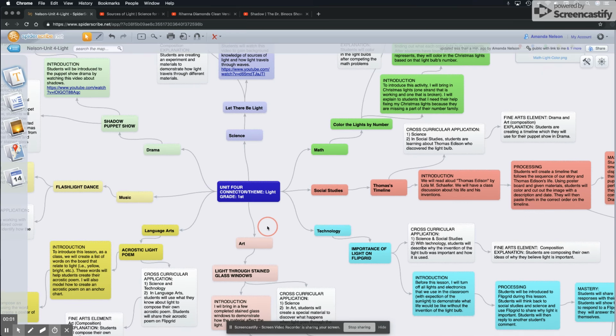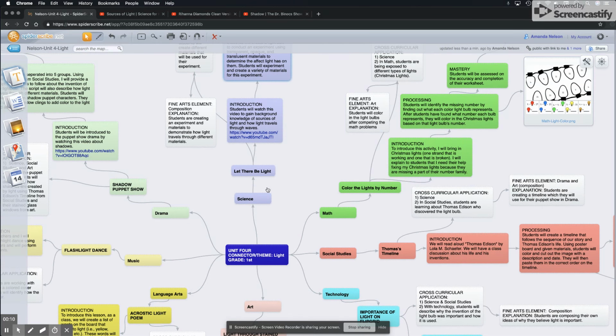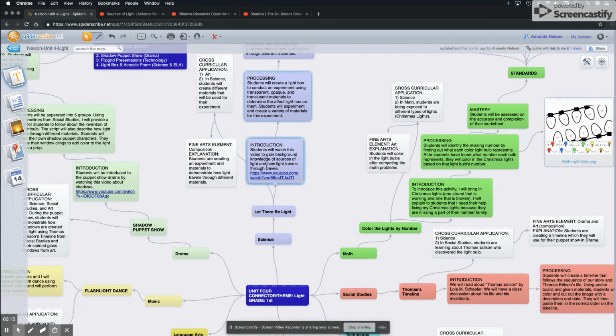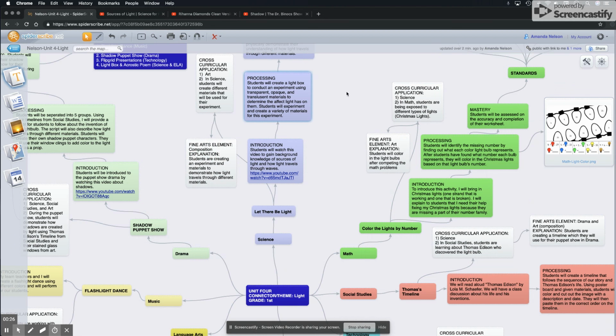For this lesson, I decided to focus on the first grade standards, and we are going to be talking about the theme of light. So, our first lesson for this unit, we're going to be going into science. For this lesson, students are going to start to gain background knowledge through this YouTube video of sources of light. They're going to talk about the different types of light that comes through and what we use that light for.